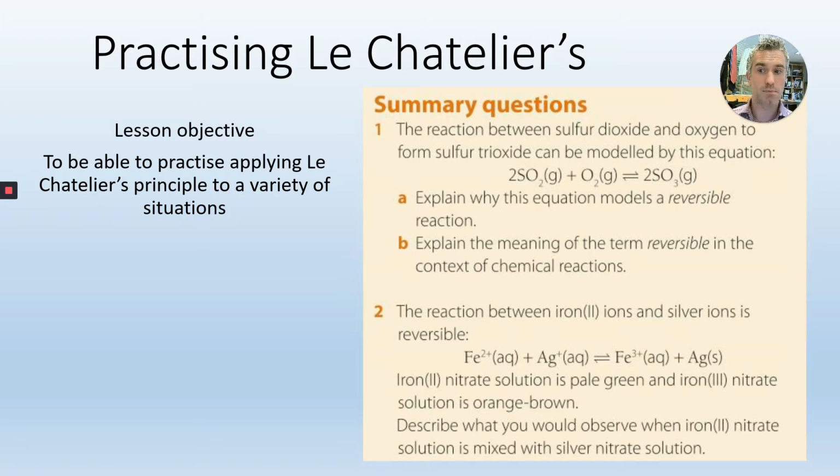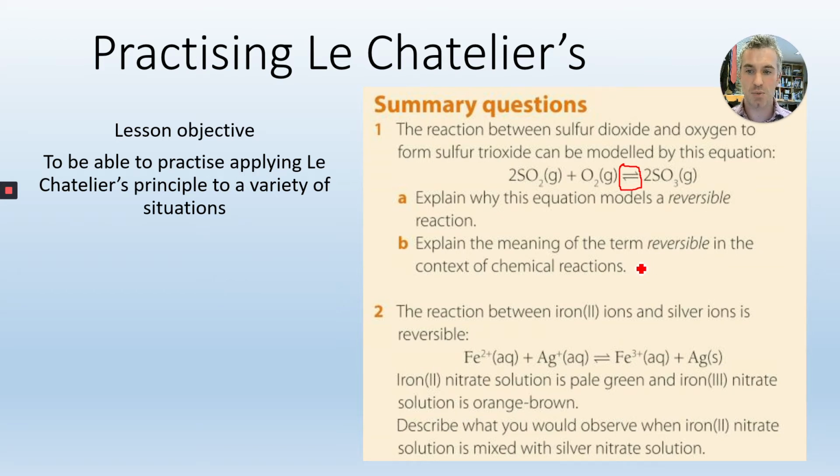Okay, you done? Excellent. Let me add the little pen thing so I can annotate. Okay, so how do we know this equation models a reversible reaction? You know it models a reversible reaction because we have this thing here. This is the reversible reaction sign. Explain the meaning of the term reversible in the context of chemical reaction.